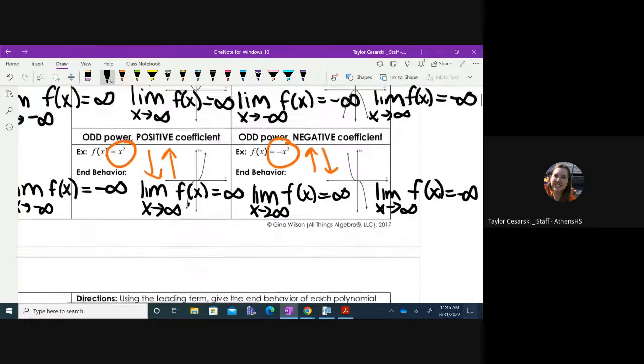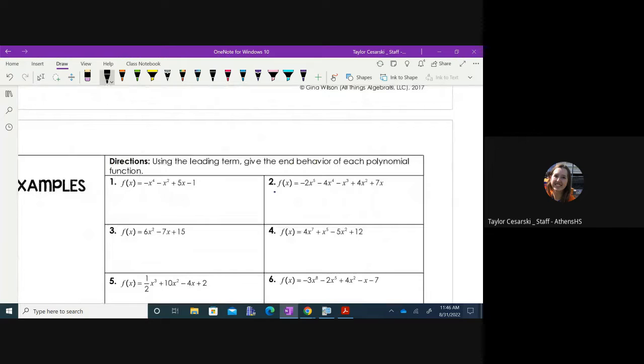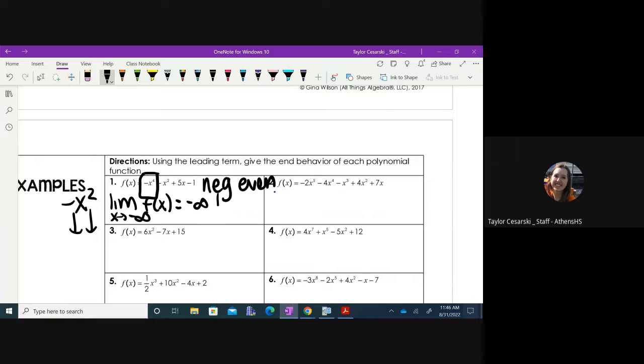All right, so let's do a few examples without a graph. So when you don't have a graph, you're going to look at the first term. Notice that this one is negative and the power is even because it's to the 4th power. That's the degree. So negative even, although the graphs will look different, the end behavior will be the same. So this one will follow the same pattern as negative x squared, which was down, down. So the limit as x approaches negative infinity is going to equal negative infinity, and the limit as x approaches positive infinity is also going to be negative infinity.